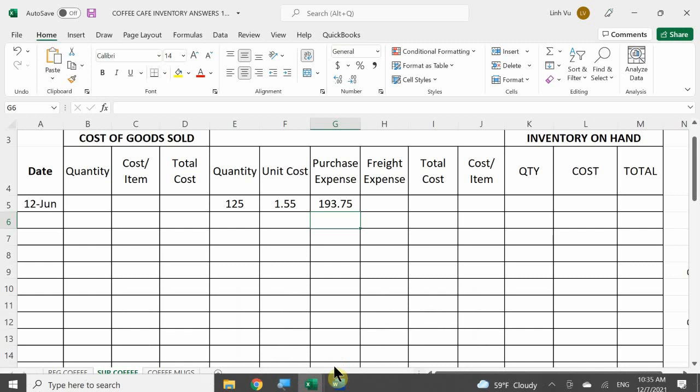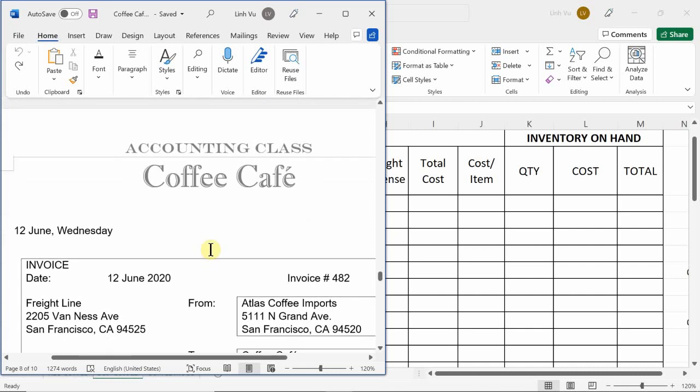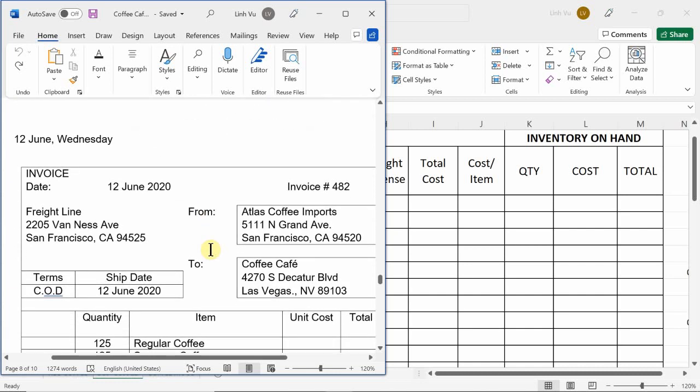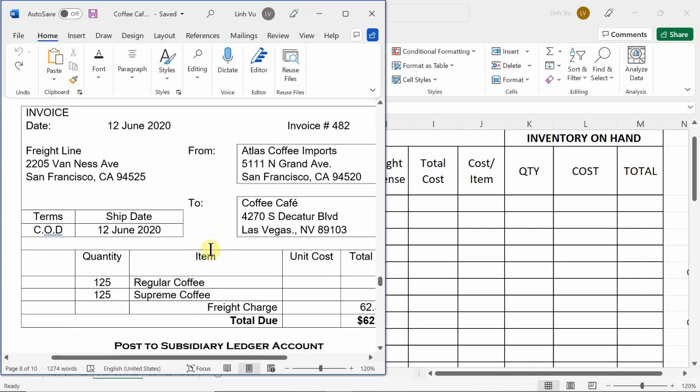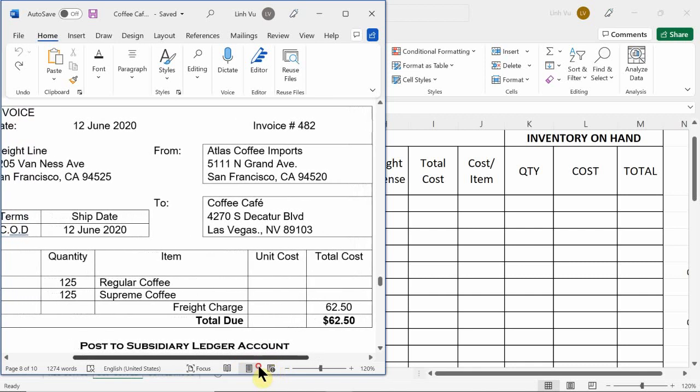So then let's take a look at our next transaction, as I mentioned already, right? We ended up receiving another bill or another invoice here. And it says here that it was the shipment for the coffee, okay, for $62.50. Now, if I bought 125 pounds of regular coffee and 125 pounds of Supreme coffee, I got charged $62.50 for shipping. Okay, now who sent this bill to me? Freightline. Okay, so again, another third-party vendor shipping out things for this company.